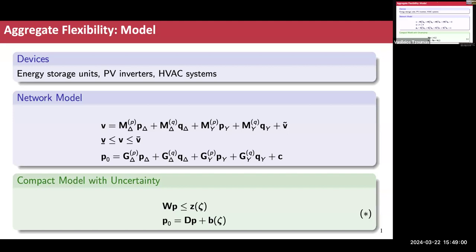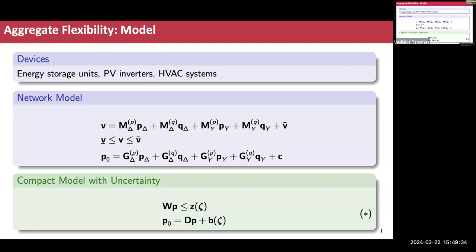Beyond those two constraints, this constraint captures the relationship between the generation of each individual device, which are P Q delta and P Q Y, the delta and Y connections of the devices in the network, and the aggregate flexibility, this P naught. This P naught is what we care about. This is what we call the aggregate flexibility, the aggregate power generation capability, that we want to quantify in this work.